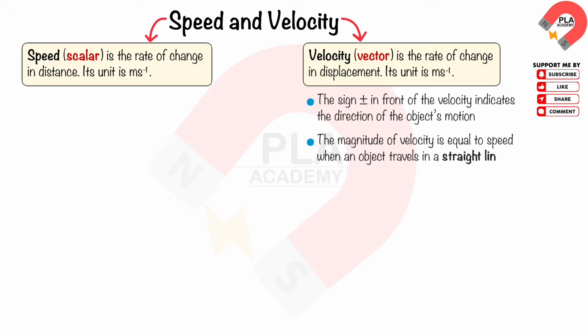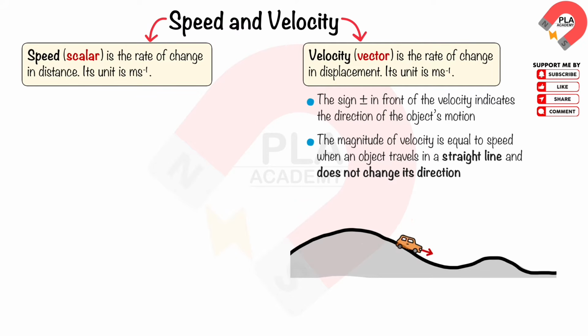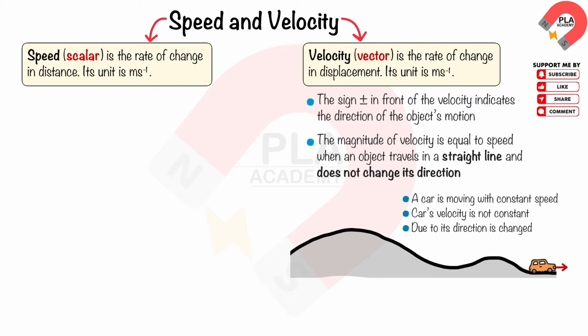The magnitude of velocity is equal to speed when an object travels in a straight line and does not change its direction. For example, a car travels with constant speed up and down the hill, as shown. While its speed remains constant, its velocity is not constant due to the changing direction of movement.